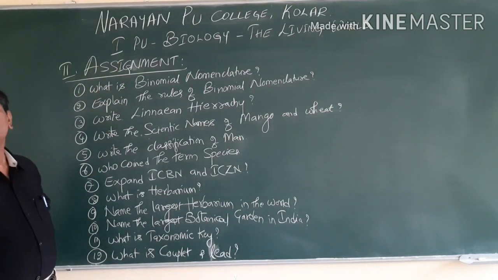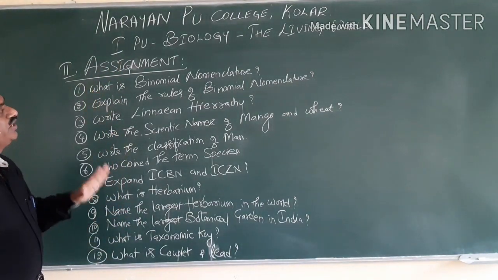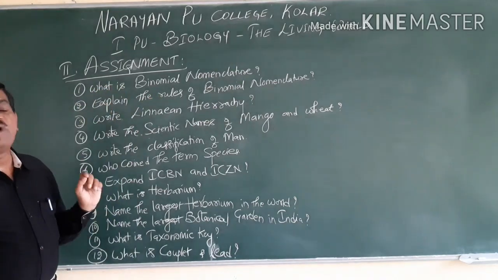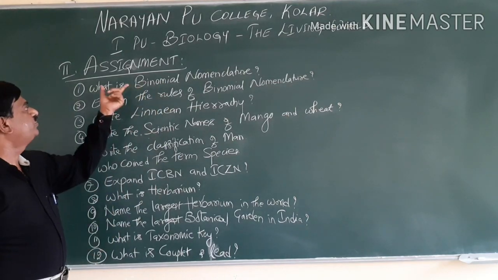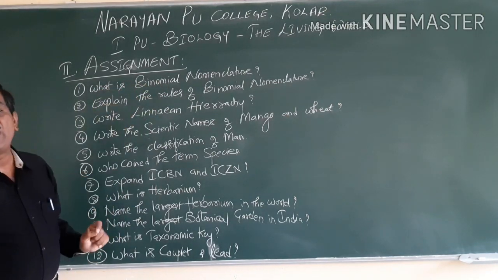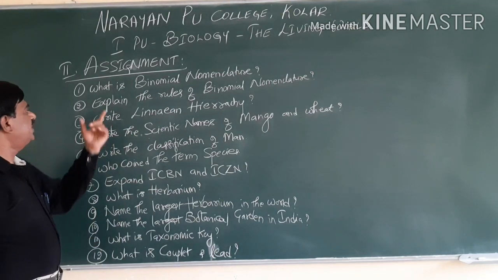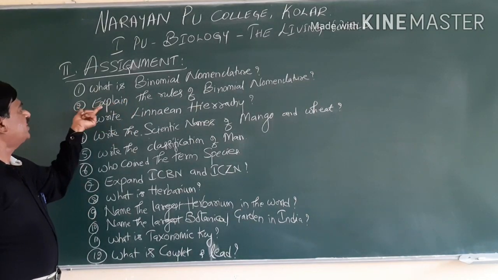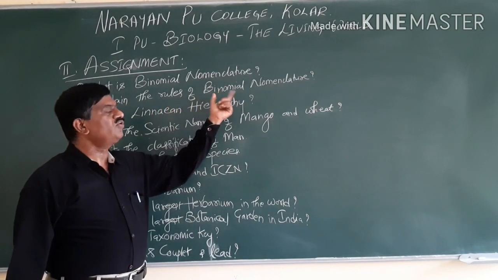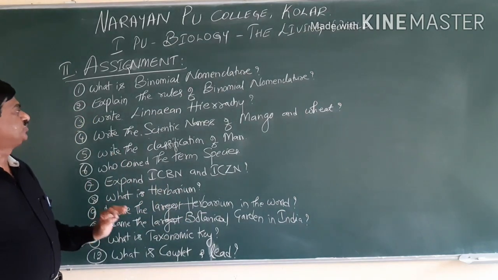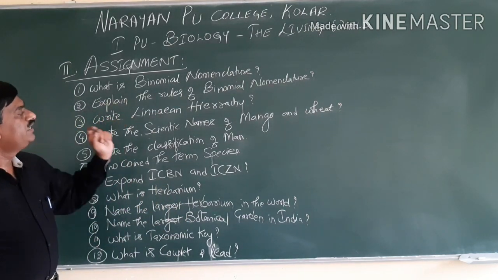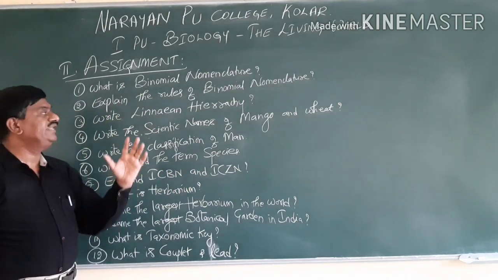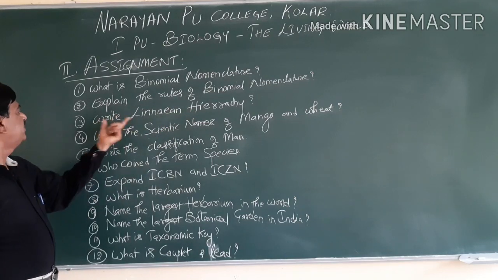So students will go for the second assignment regarding the first chapter. The first question is, what is binomial nomenclature? Next, as I mentioned, very important for the exam, are the rules. The second question is, explain the rules of binomial nomenclature. Next, write the Linnaean hierarchy, that is, Linnaean categories.